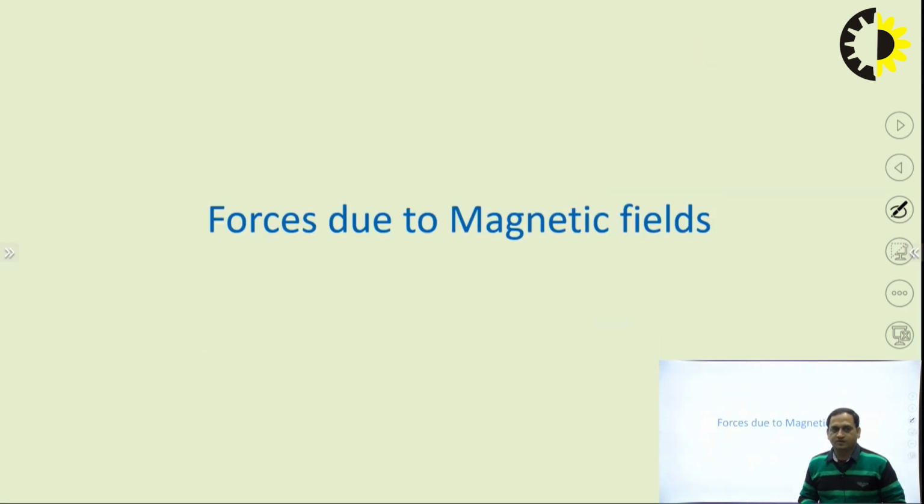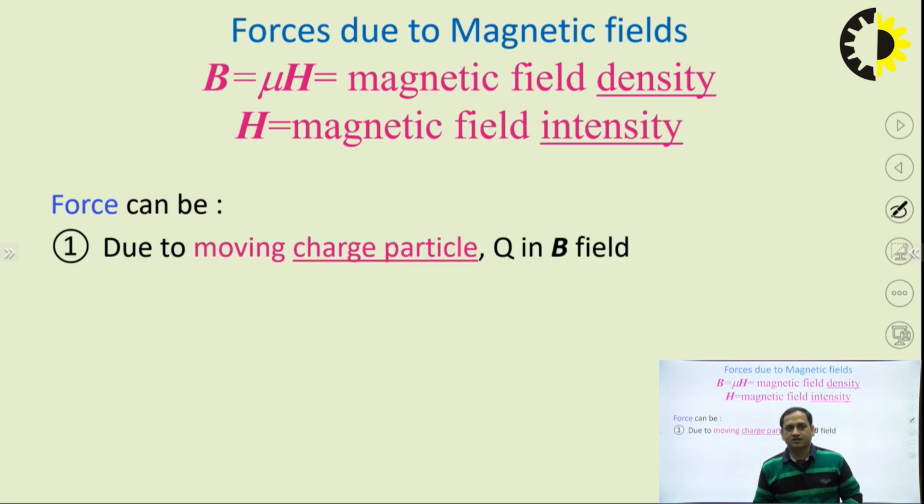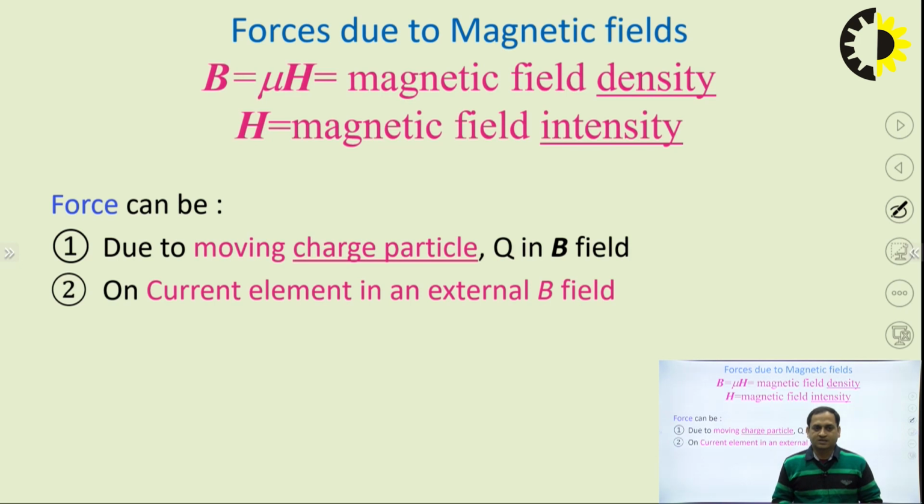So now come to the forces due to magnetic field. The forces due to magnetic field can be found in different ways. First is due to a moving charged particle q in the B field. When the B field already exists there, and we are moving a point charge into it, what force will be exerted on this particular charge which is moving in the medium? Second case is on a current element in an external B field.